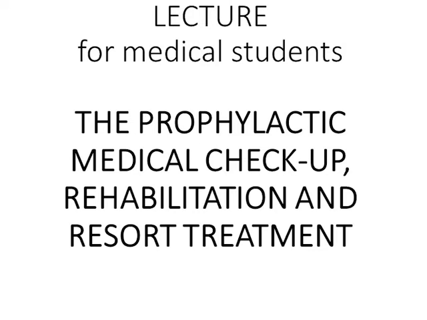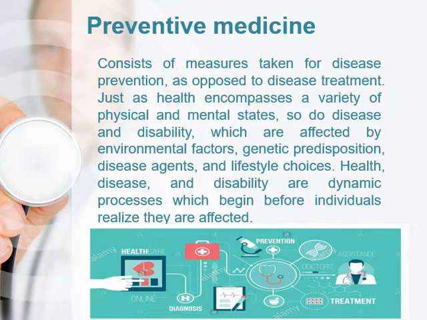Our today's topic is the prophylactic medical checkup, rehabilitation, and resort treatment. Preventive medicine consists of measures taken for disease prevention as opposed to disease treatment. Just as health encompasses a variety of physical and mental states, so do disease and disability, which are affected by environmental factors, genetic predisposition, disease agents, and lifestyle choices. Health, disease, and disability are dynamic processes which begin before individuals realize they are affected.